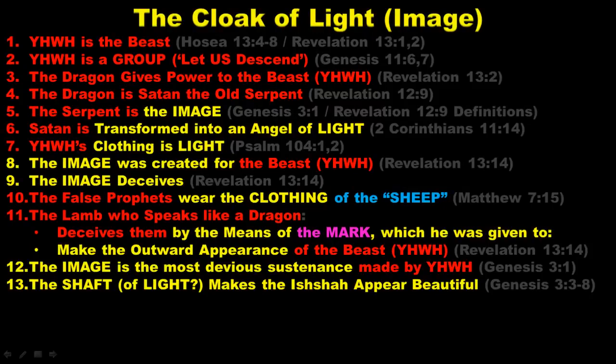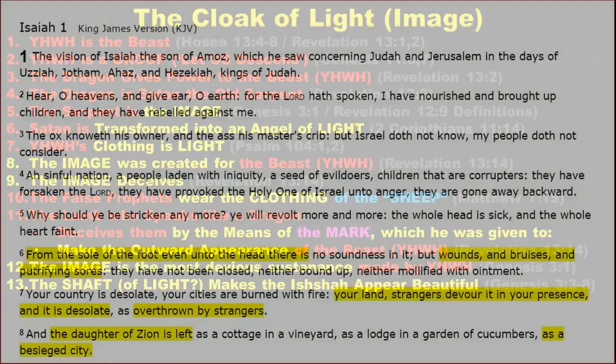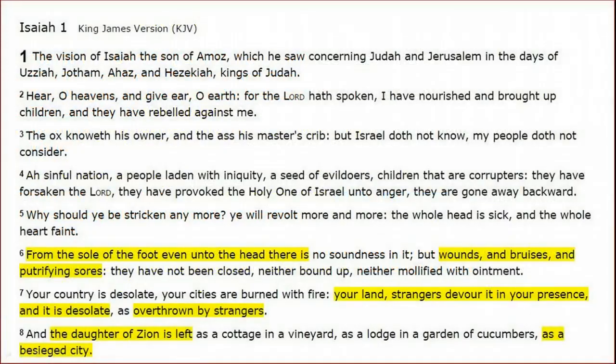And in Genesis 3, we're told the shaft is what changes the Ishah's appearance, making them beautiful. So the shaft is a shaft of light. We're also told Satan transforms into an angel of light, and we know Satan is another name for the serpent, which is the image. So this clothing of light disguise is also mentioned in the first book of the prophets, the book of Isaiah. First it talks about the daughter of Zion.